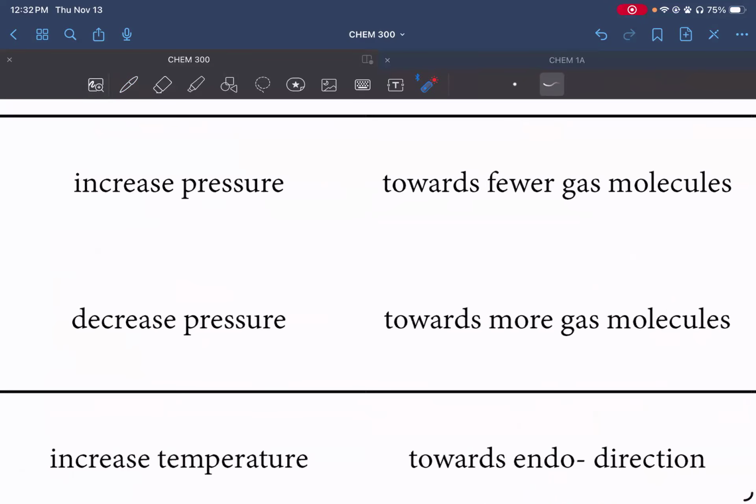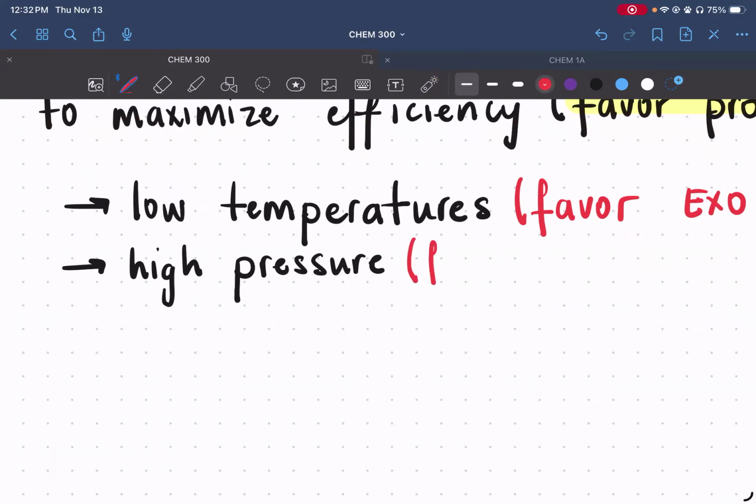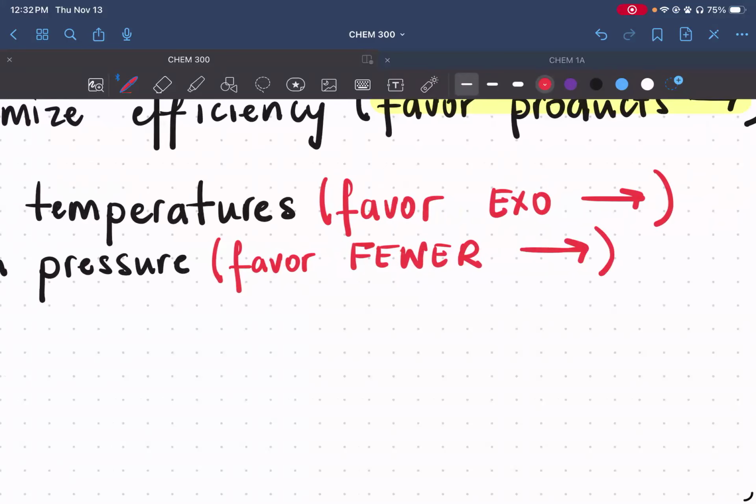Looking at Le Chatelier's principle, to favor fewer gases, what do I do? Do I increase or decrease pressure? One more time, someone shout it out. Increase pressure. Guess what? This reaction is performed at incredibly high pressures. At high pressures, we favor the side with fewer. That favors the right.